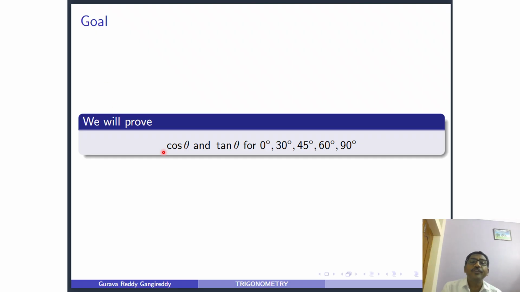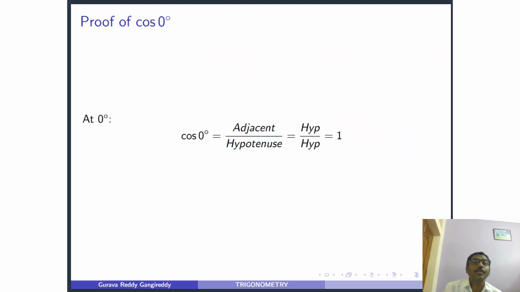Our goal, we will prove cos theta and tan theta for 0 degrees, 30 degrees, 45 degrees, 60 degrees and 90 degrees. Proof of cos 0 degrees. At 0 degrees, cos 0 degrees is equal to adjacent by hypotenuse. At 0 degrees, adjacent becomes hypotenuse. So hypotenuse by hypotenuse gives 1.